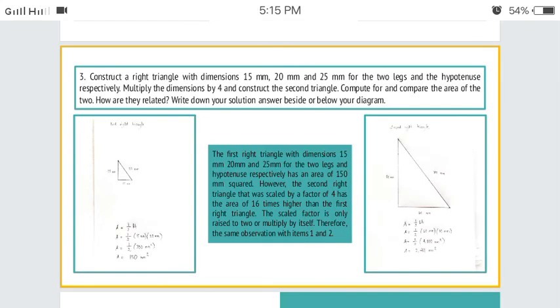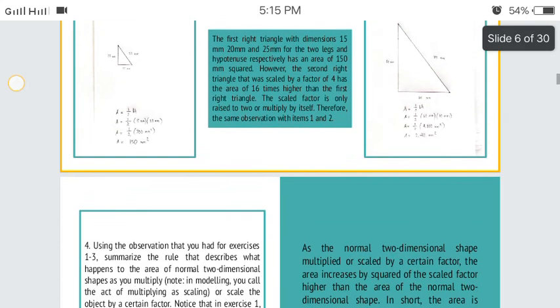So the first right triangle with dimensions 15 millimeters, 20 millimeters, and 25 millimeters for the two legs and the hypotenuse respectively has an area of 150 millimeters squared. However, the second right triangle that was scaled by a factor of 4 has an area 16 times higher than the first right triangle. The scale factor is only raised to 2, or multiplied by itself. Therefore, the same observation as with items 1 and 2.